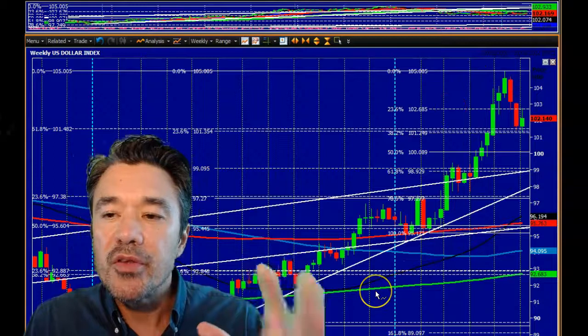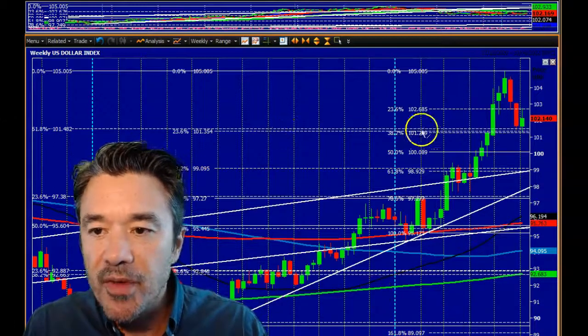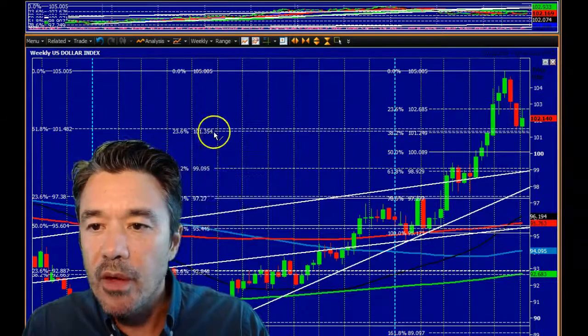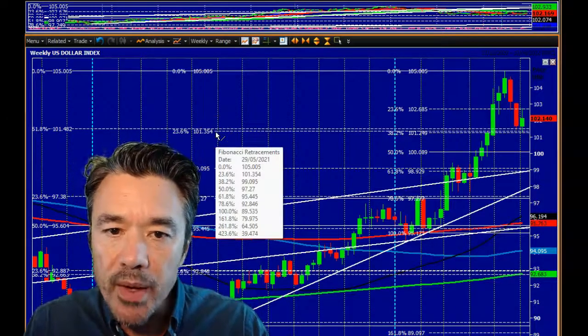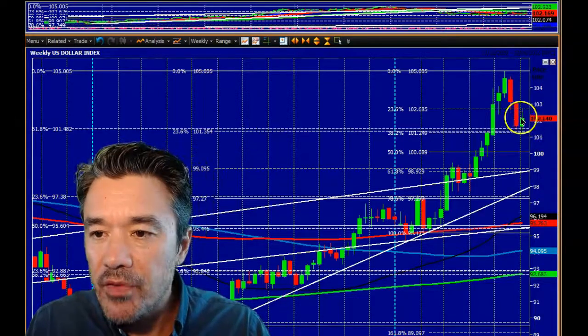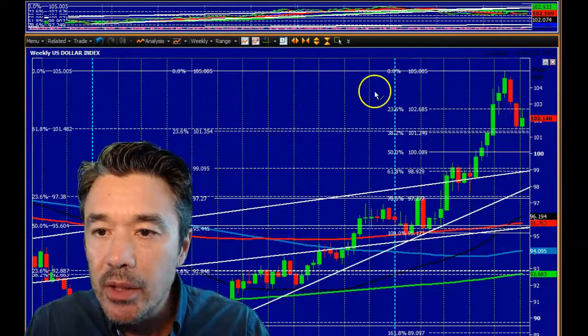Then we pulled back. So this is where I start to throw on my fibs to see where we could get a support level. Now, if you've been following me on YouTube, I've been talking about this level for a couple of weeks. So the 101.50, 101.25 support level, and that's held beautifully.